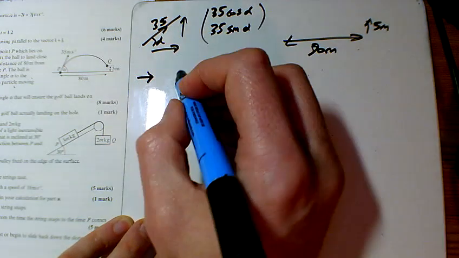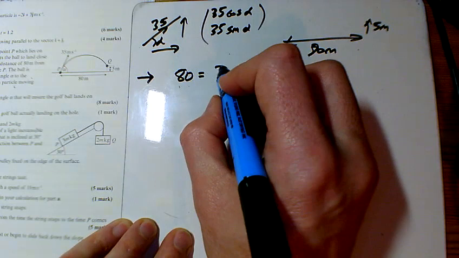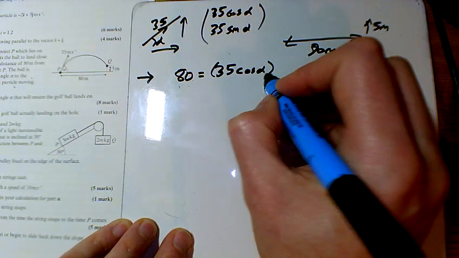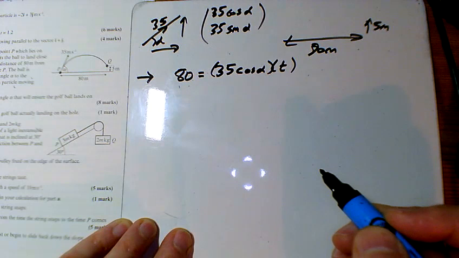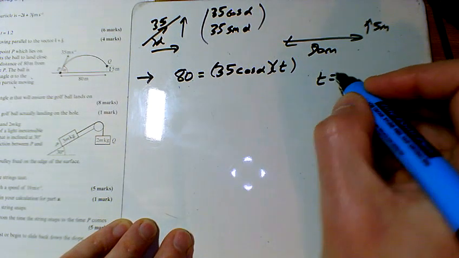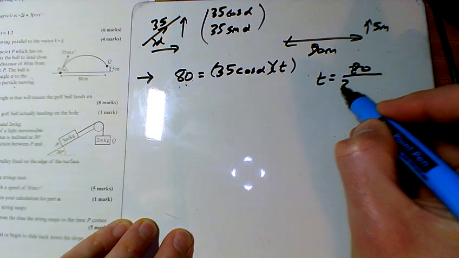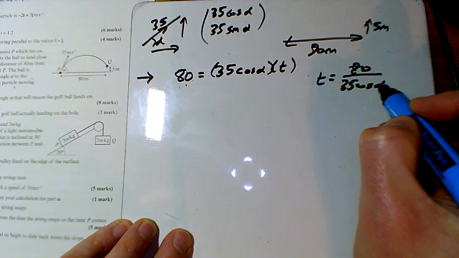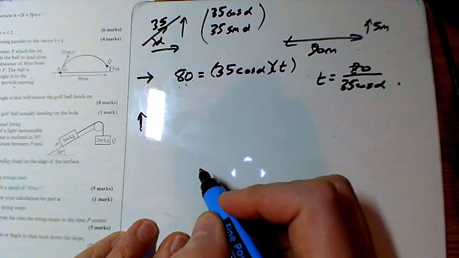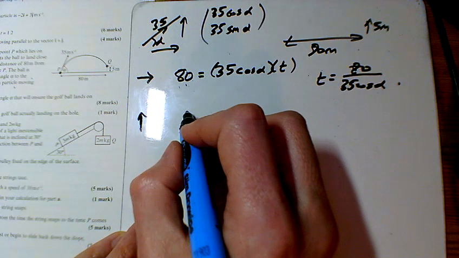So let's look horizontally first of all. Because horizontally, if I want to go 80 meters, well, 80 meters is just the speed, the velocity, times by the time. And from that, I could actually say what t was. T is equal to 80 divided by 35 cos alpha. Park that for a minute. Now let's go vertically. Vertically, the distance we want is 5.